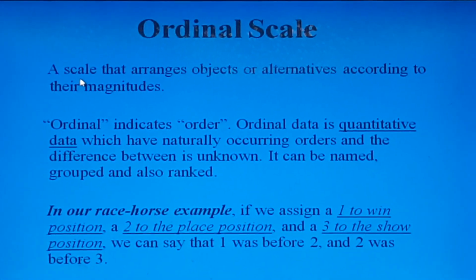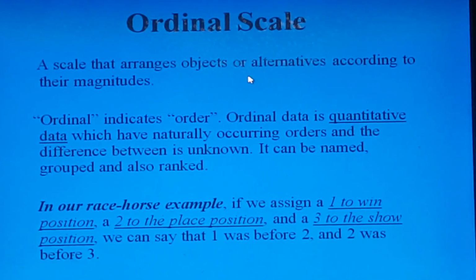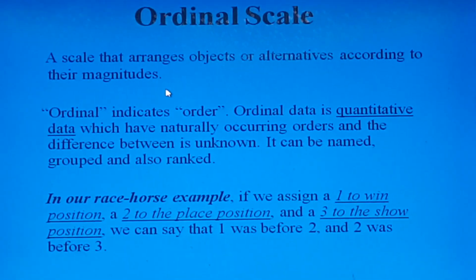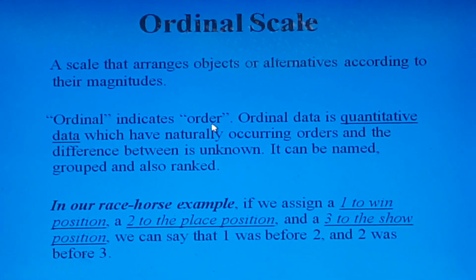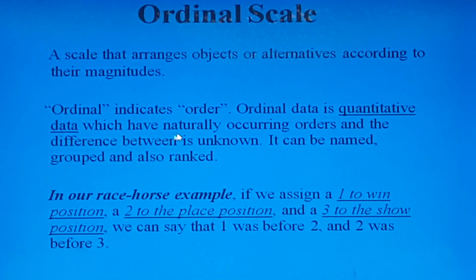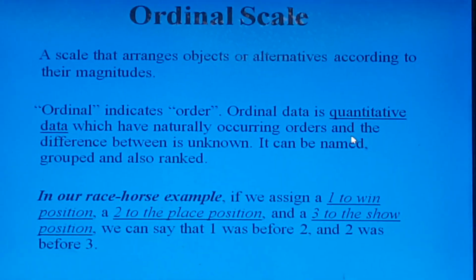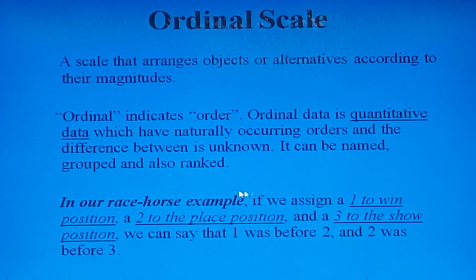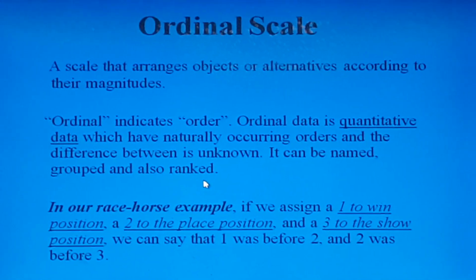The second type of measurement scale is the ordinal scale. We shall see the details of the ordinal measurement scale. It is a scale that arranges objects or alternatives according to their magnitudes or degrees. Ordinal indicates order. Ordinal data is quantitative data which has naturally occurring orders, and the difference between them is unknown. It can be named, grouped and also ranked.